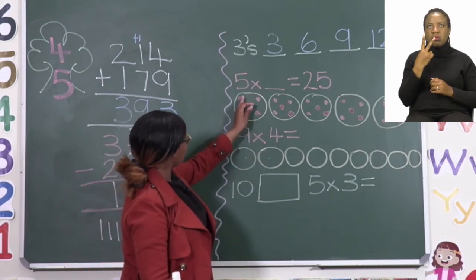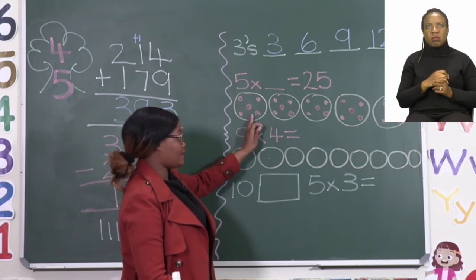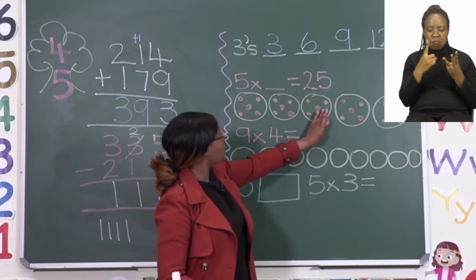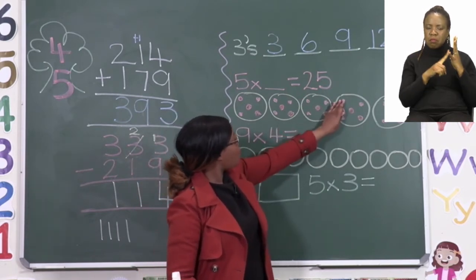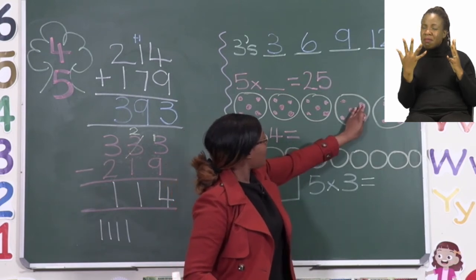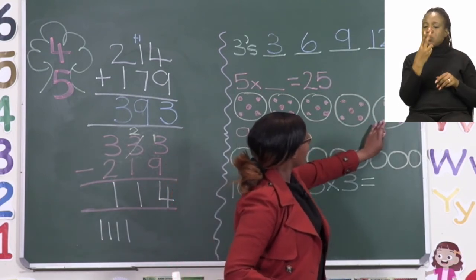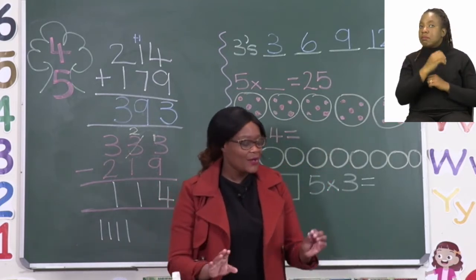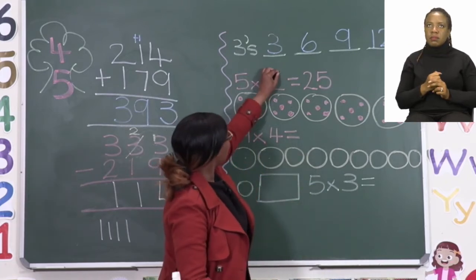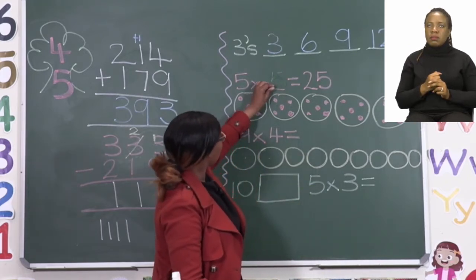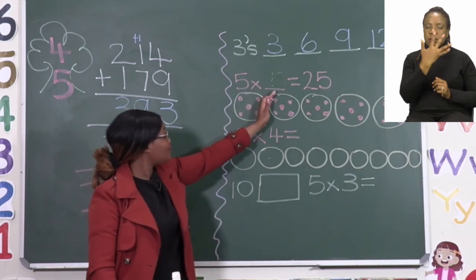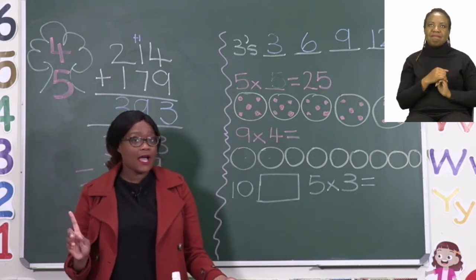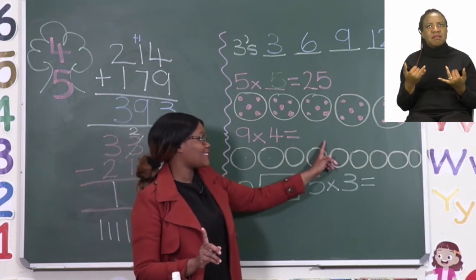1, 2, 3, 4, 5. There's 5 here. 1, 2, 3, 4, 5. So each set has 5, which means our answer is 5. So 5 times 5 will give us 25.